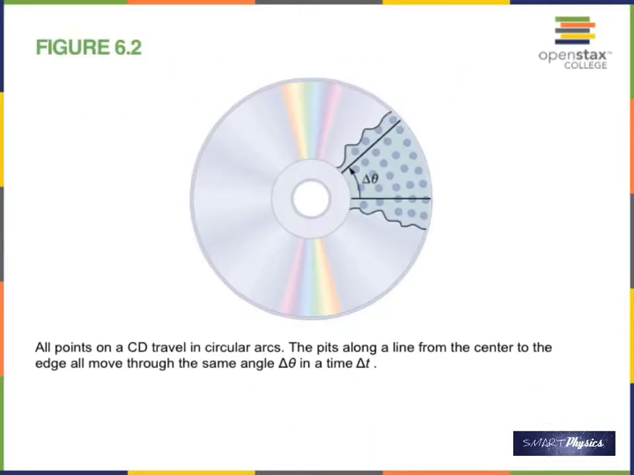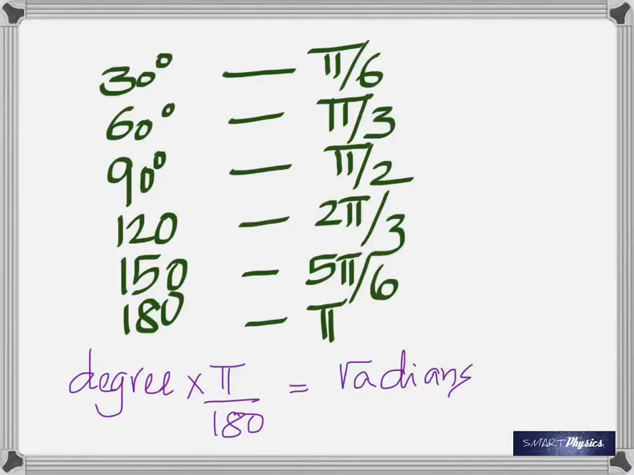30 degrees is pi by 6. 60 degrees is pi by 3. But generally, you only need to know this: degrees multiplied by pi divided by 180, and you will get it in radians. That's all you need. Degrees multiplied by pi divided by 180.